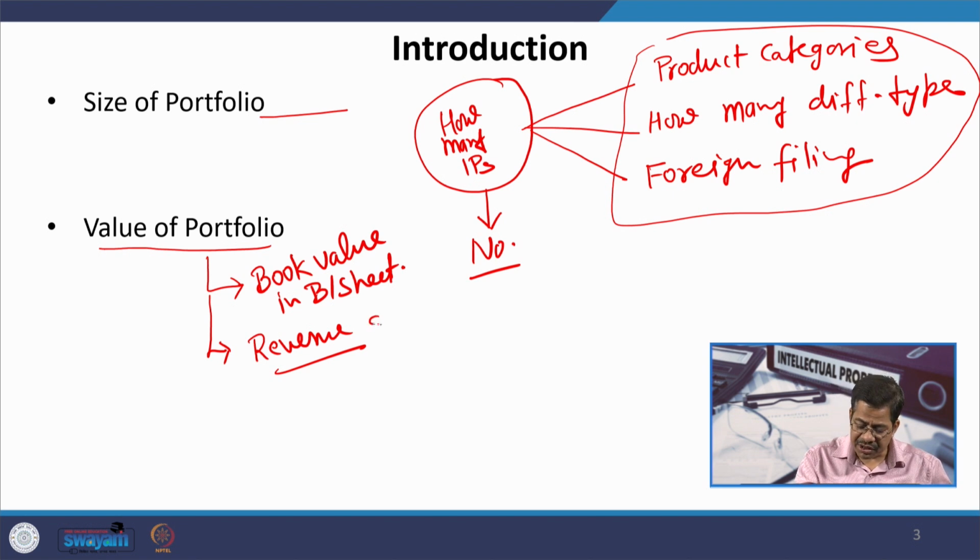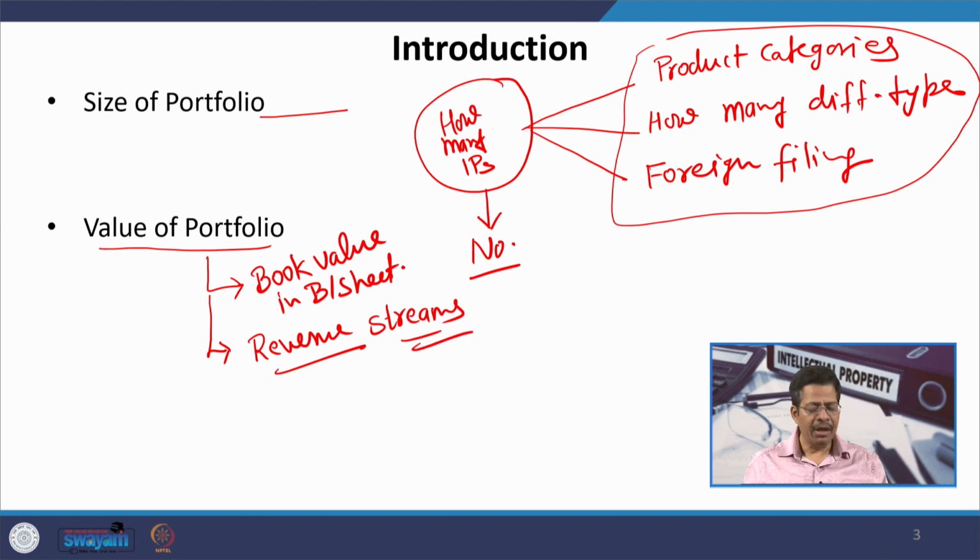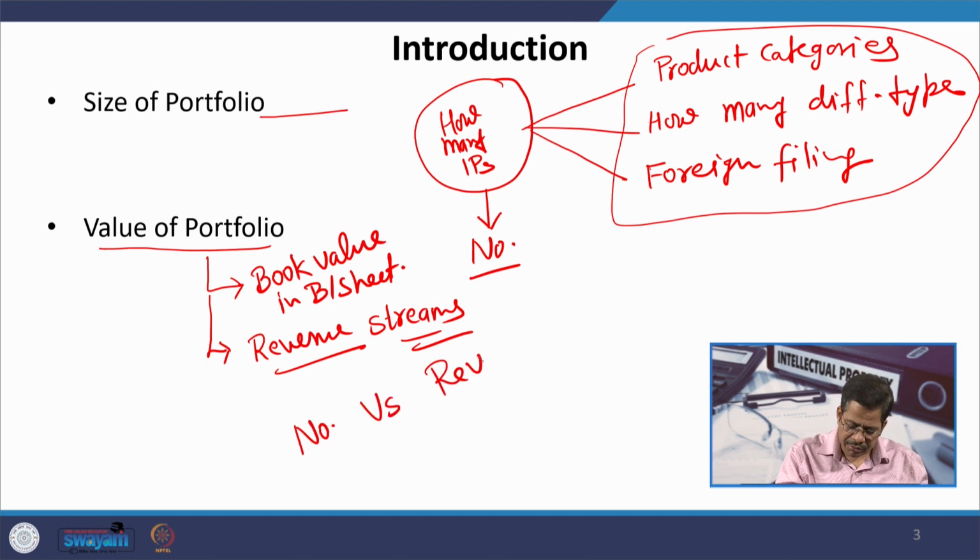And the second value, which is probably more important for us to discuss, is how much revenue this portfolio is able to generate for you. So, revenue streams is another type of value which we are expecting, and generally, as in the case of size, the meaning is with respect to number, and with respect to value, the meaning is with respect to how much revenue you are able to generate from your IP portfolio. So, you can say that the debate is number versus revenue.